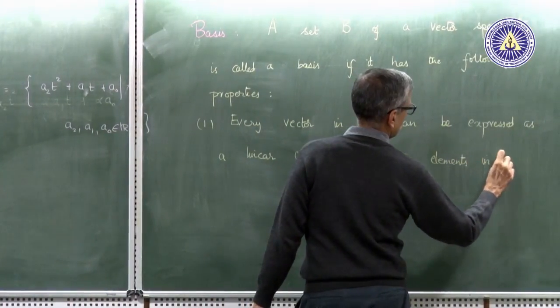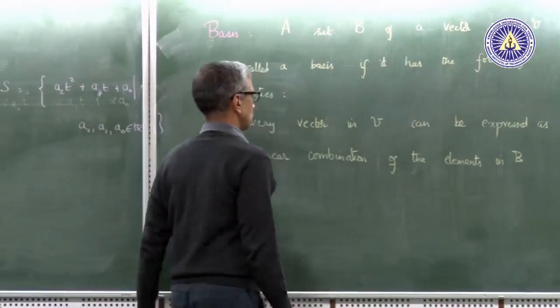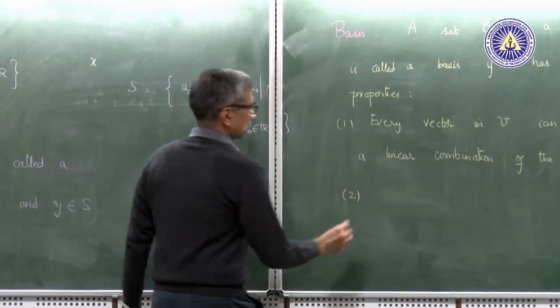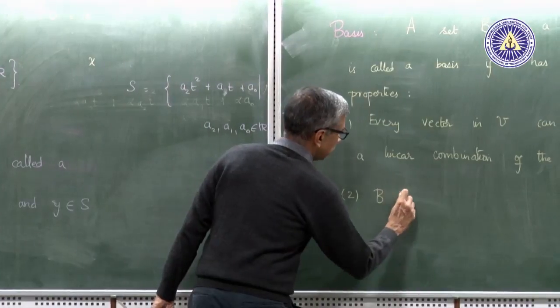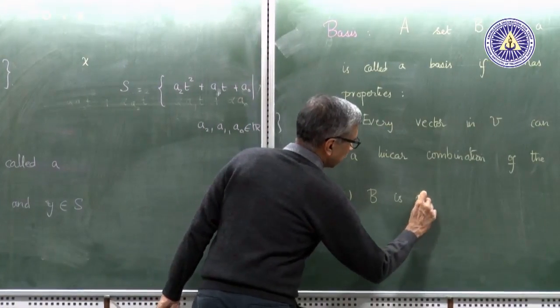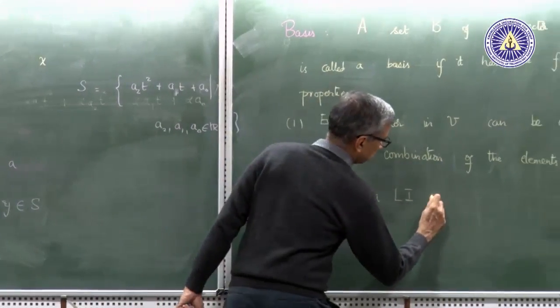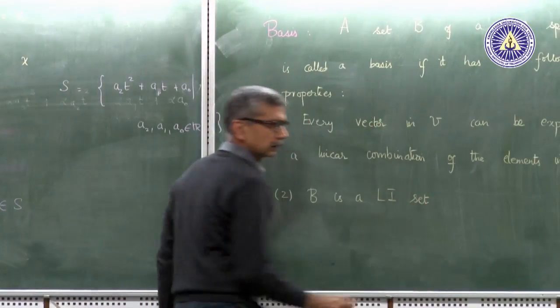Two, B is a linearly independent set. I have not explained this to you, but I am assuming that most of you know this meaning. B is a linearly independent set.